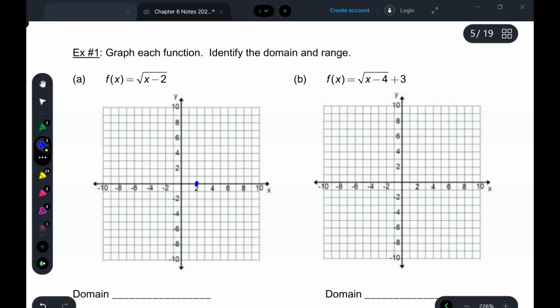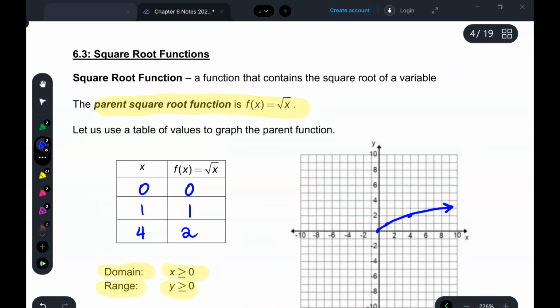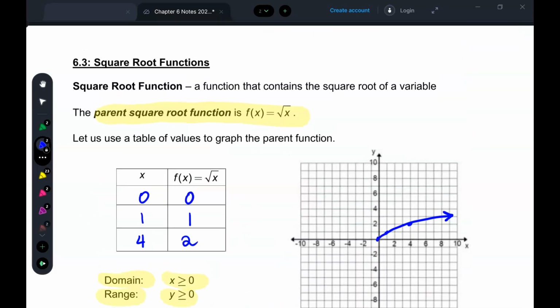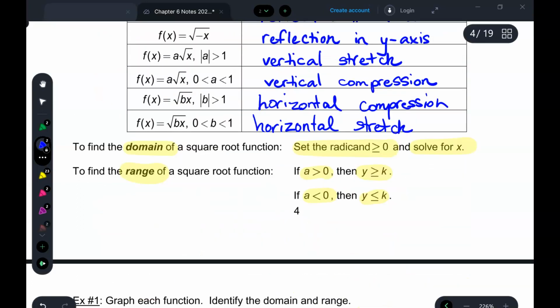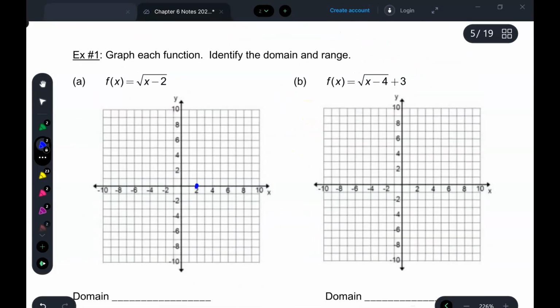Again, our goal is that we don't want to have to do a table of values every single time. So our parent function was just the square root of x, right? When we plugged in 1, we got 1. When we plugged in 4, we got 2. Here, I would go over 1, up 1. And we could go over 4, up 2.